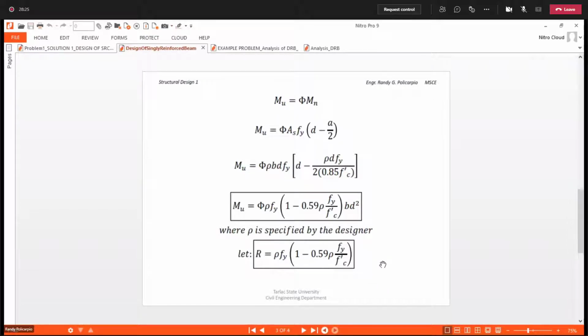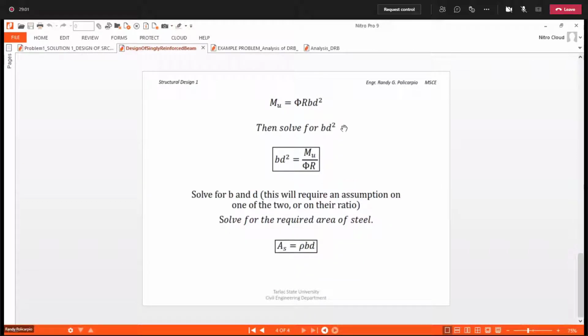once you have your rho, okay, to simplify this resulting equation, no? Okay, we equate a certain quantity here, no, in terms of a single quantity, no? Okay, so that is the value rho Fy multiplied by the quantity 1 minus 0.59 rho Fy over F prime C. So we equate this to a certain quantity, a single quantity, R. And then, if that is equal to R, so the result, our Mu now is equal to phi R BD square.